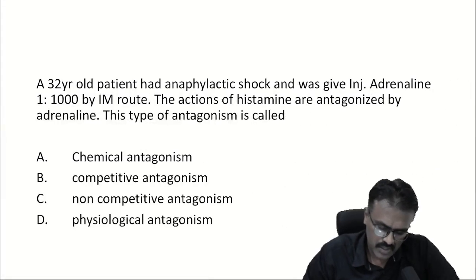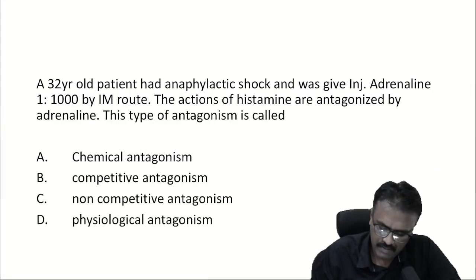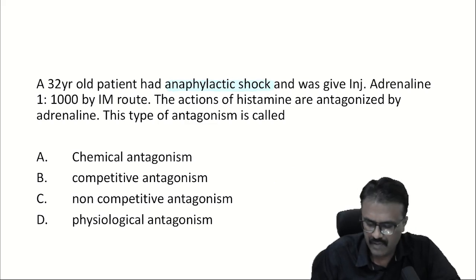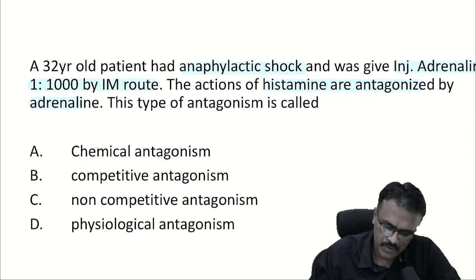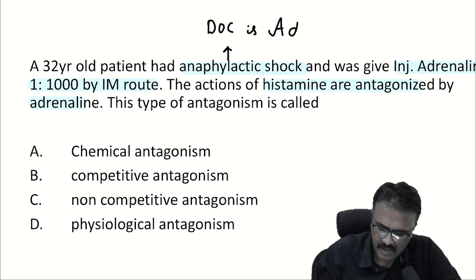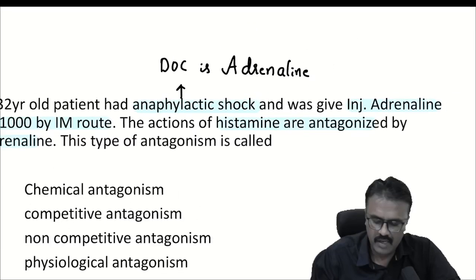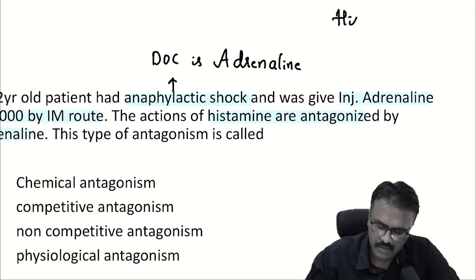Moving on to the third question. A 32-year-old patient had anaphylactic shock and he was given injection adrenaline 1 in 1000 by IM route. The actions of histamine are antagonized by adrenaline. This type of antagonism is called. Yes, most of you know it. Now we know that the drug of choice for anaphylactic shock is adrenaline. Okay? Now why do we give adrenaline? Because the culprit which causes anaphylaxis is histamine.